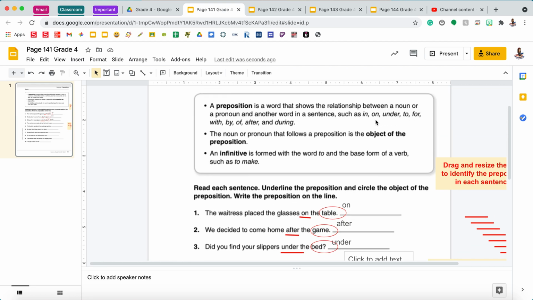Use this box at the top, this first bullet point, as kind of a word bank with these words in italics to help you find the prepositions. This page is due on Monday.